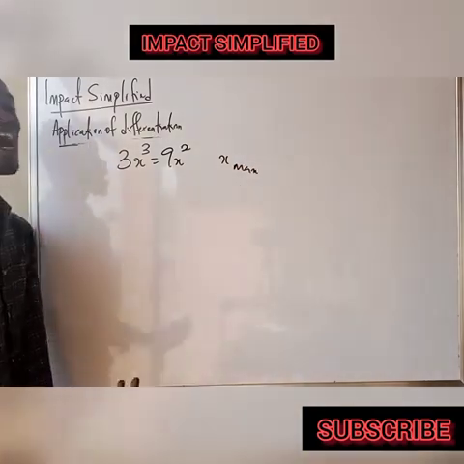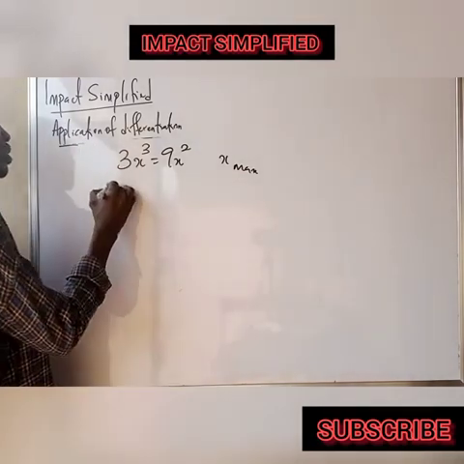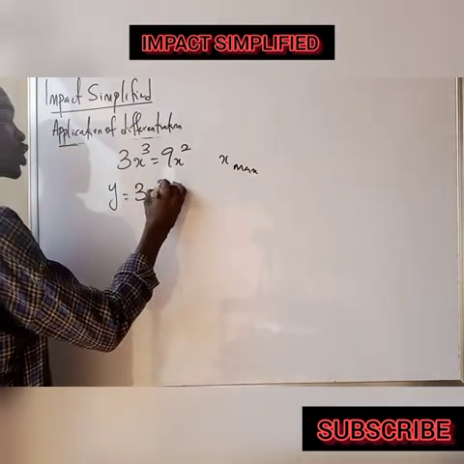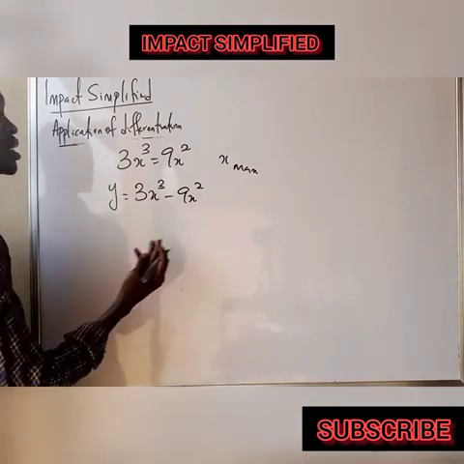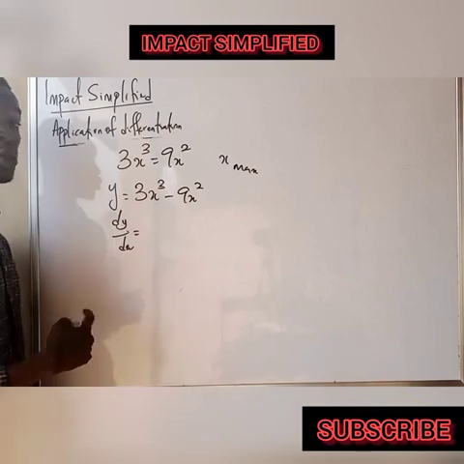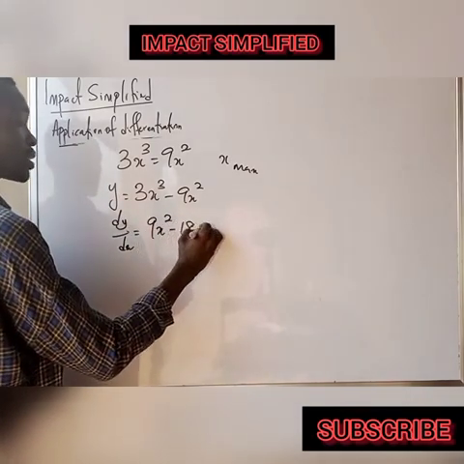You can see we do not have a function of y, but we can make it a function of y. So your y will be 3x cubed minus 9x squared. And then you proceed your journey. And what is the journey? The first step is for you to differentiate. Your dy dx will give us what? 9x squared minus 18x.